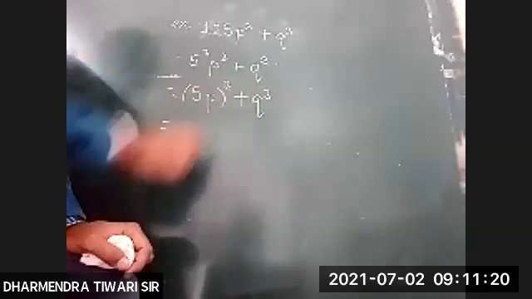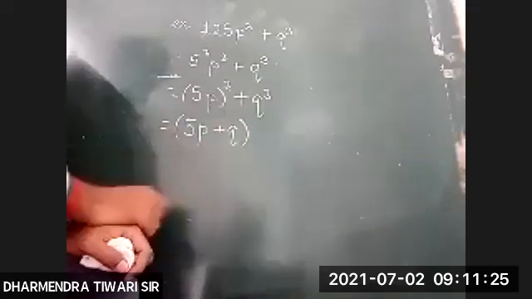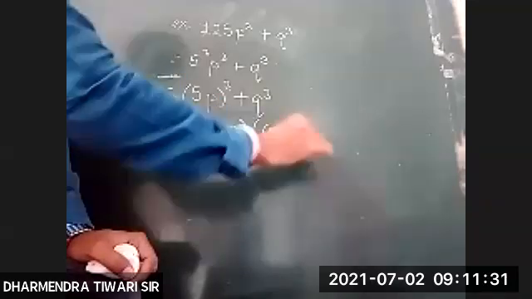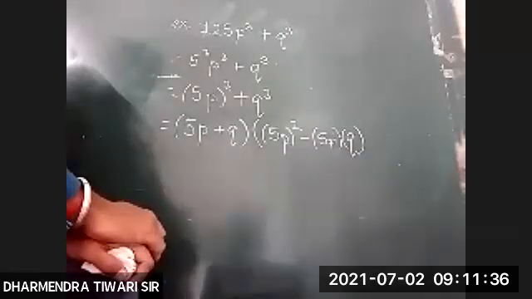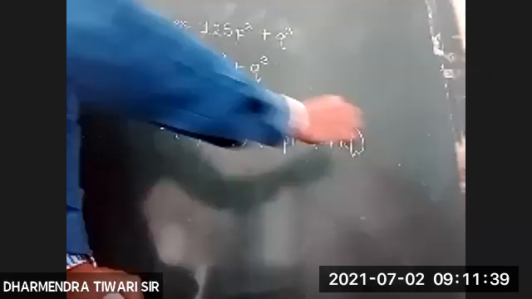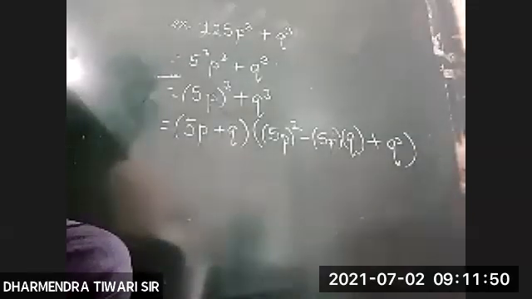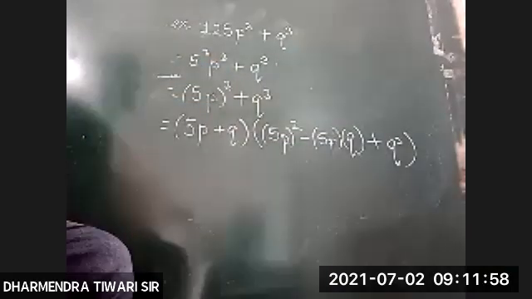Now, the formula for this is 5p plus q into 5p square minus 5p into q. Try to recollect the formula. I'm writing directly, plus q square. Is this step clear? It is a plus b, a square minus ab plus b square.